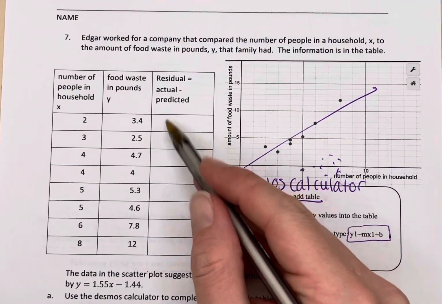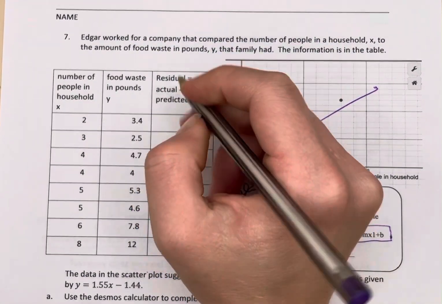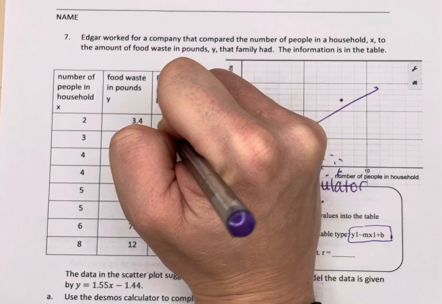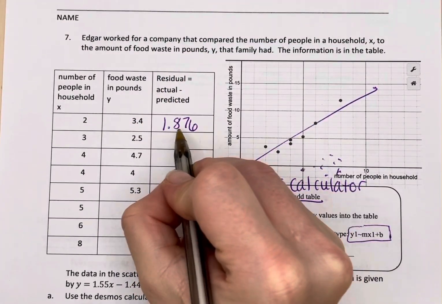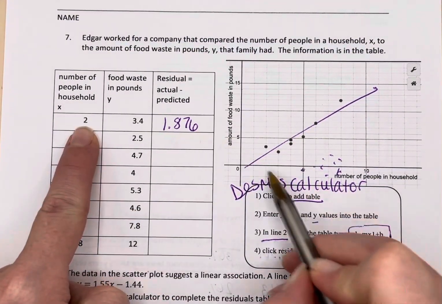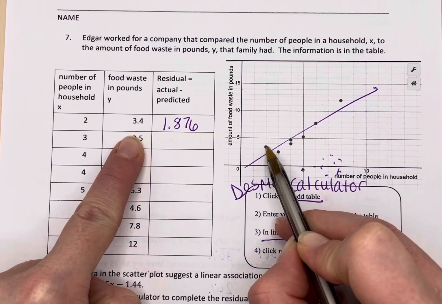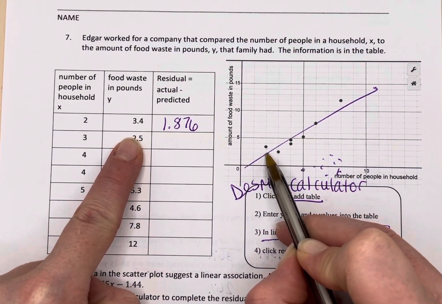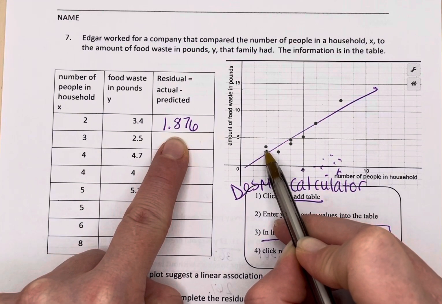So what we can do here is we can copy. If I look in my Desmos calculator here, I've got 1.876. Just keep 3 numbers after the decimal place. It keeps going. And what that means is when there are 2 people in the household, we have 3.4 pounds of waste, but we predicted less than that. So we have a 1.87 difference here.